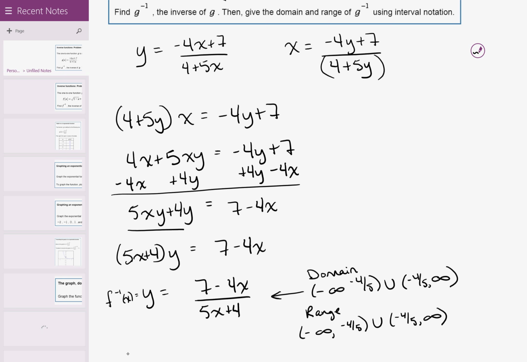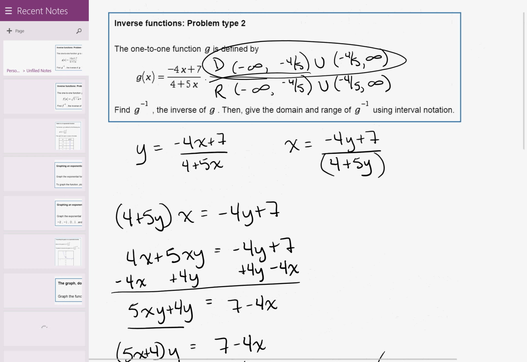Now it's just an accident that this boundary point is the same. It's because the denominator cannot be negative 4/5, so that affects the domain of each function. And then the horizontal asymptote is also negative 4/5. It's this coefficient over this coefficient. If I had some number other than 4 right here, I'd end up with something different. If I had something other than negative 4 right there, I would have ended up with something different.